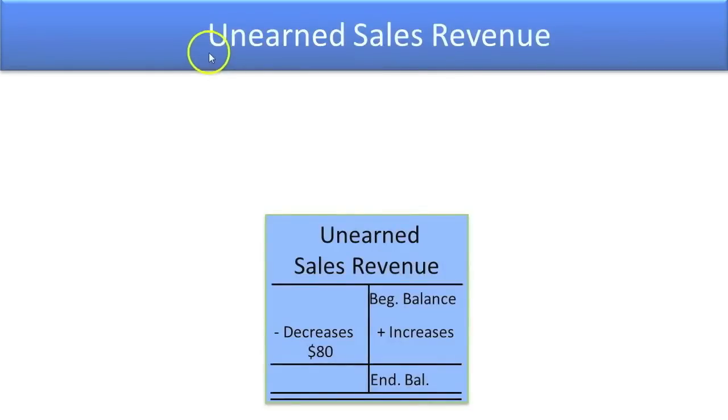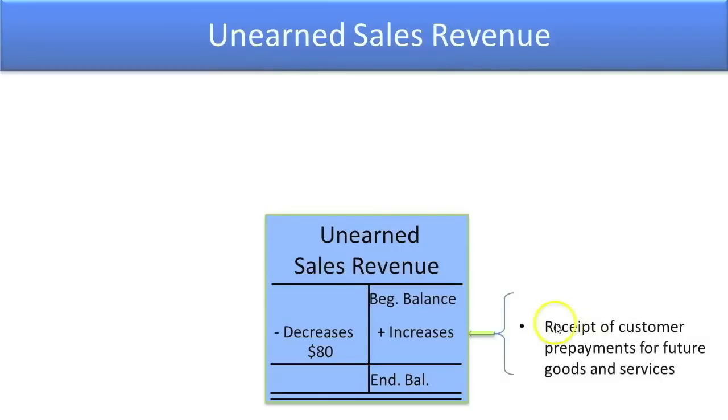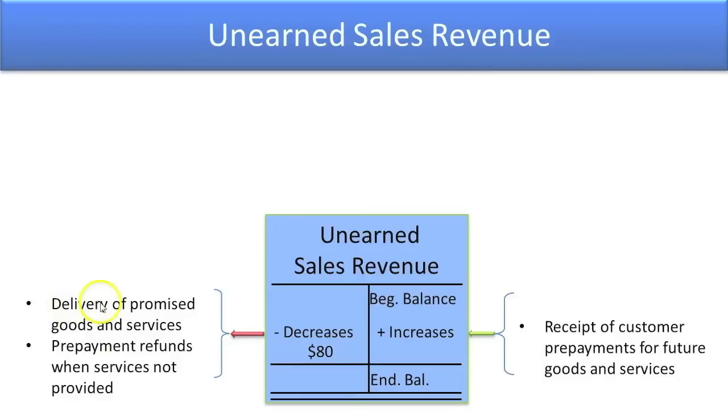Unearned sales revenue. By seeing the word unearned, that means that they've received a customer payment, but because they haven't provided a good or service yet, they can't call it sales revenue and put it on the income statement. They must first classify it as a liability until they deliver the good or service as promised. This liability account under sales revenue increases when companies receive prepayments for future goods and services. When customers pay you now expecting to receive goods and services later, you as the company have future obligations. Unearned sales revenue decreases when companies deliver the promised goods and services, or if the customers cancel their orders and receive a refund.